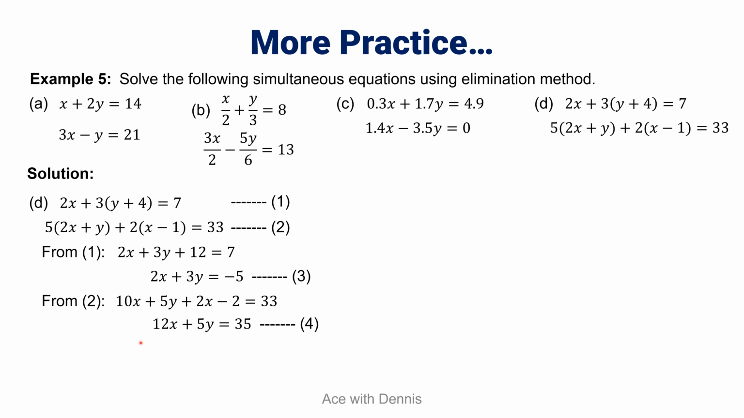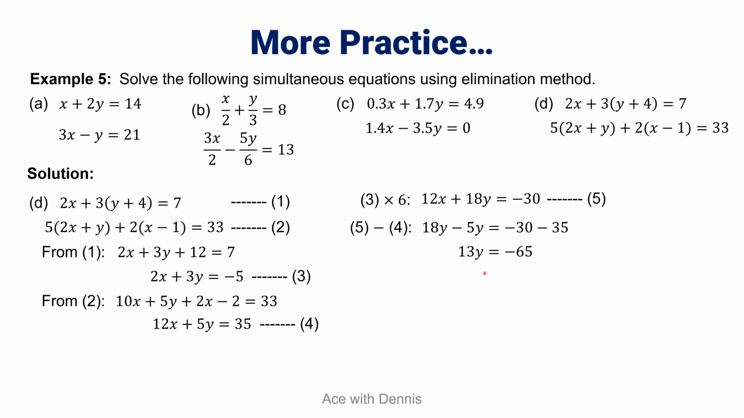Okay, everything is a whole number, right? To find the solution using the elimination method, maybe for equation number 3 here, I multiply by 6 so that the coefficient of x will be the same. I will get 12x plus 18y equals negative 30. Label this as equation 5. Then equation 5 minus equation 4, so that 12x minus 12x cancel each other. 18y minus 5y, and negative 30 minus 35.